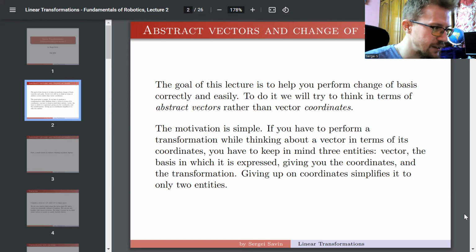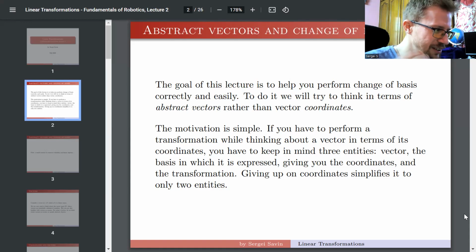So the idea is, I will try to teach you to think about linear transformations or change of basis in terms of abstract vectors instead of coordinates. This is going to be a little bit difficult at the start, but we'll see hopefully what I mean. We're going to talk about abstract vectors instead of coordinates.